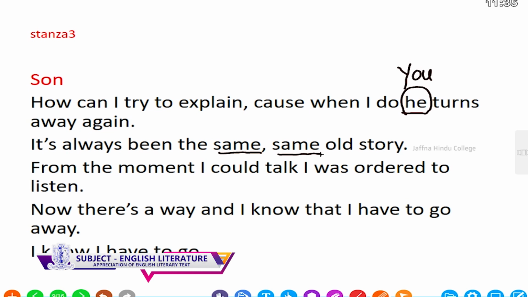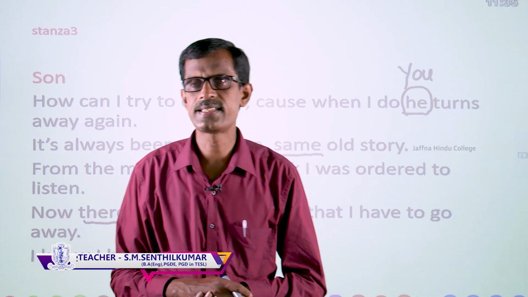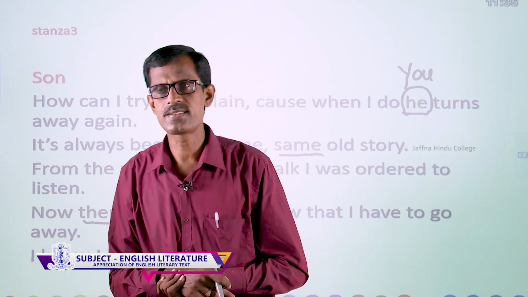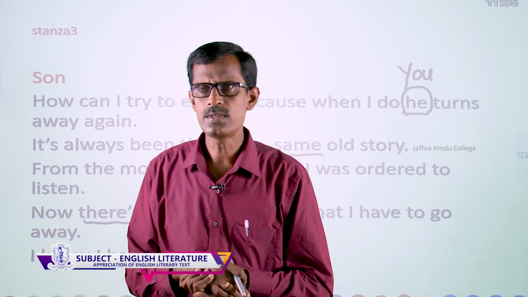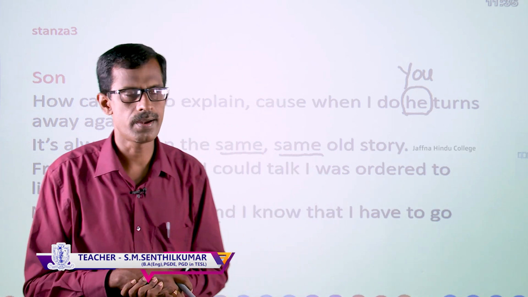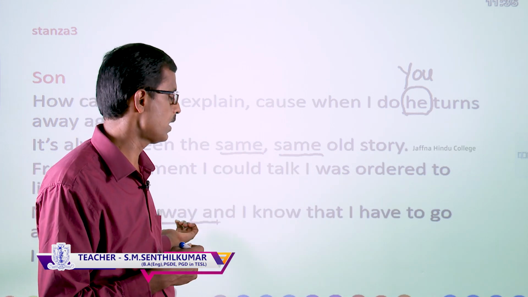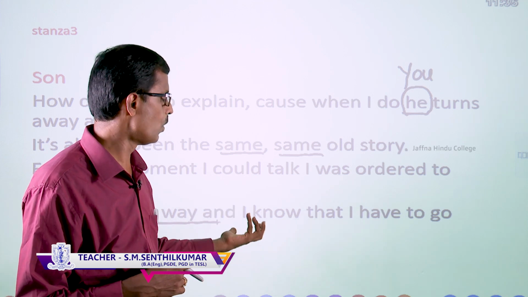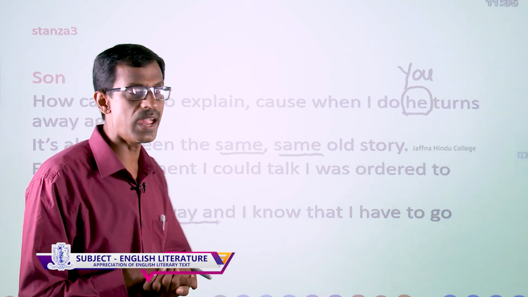Now there is a way, and I know I have to go away. Now there is a way. What's the technique there? This is a metaphor. There is a way, like a way. So there is a metaphor. You use it in the poem as a poetic technique, a way. Right? I know that I have to go away.